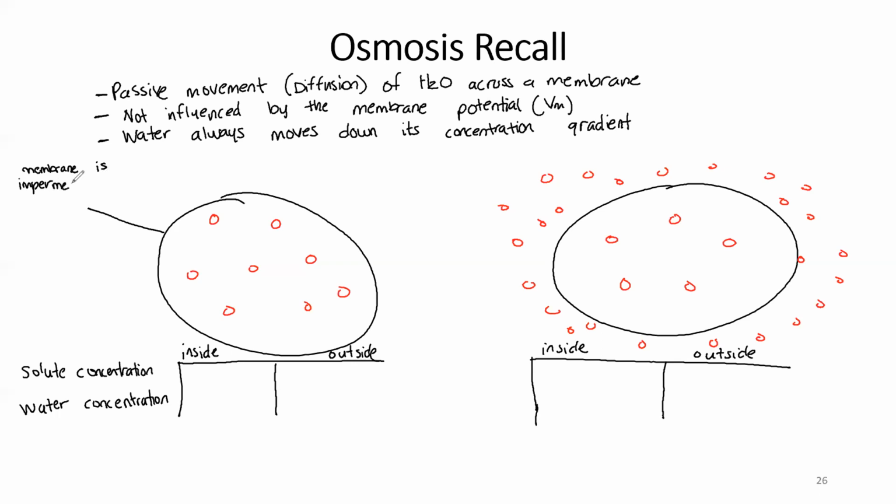Remember, when we were talking about, say, the concentration gradient, the chemical driving force of particles, those particles were able to go through the membrane. Here, as we're talking about water, only water is going through the membrane.